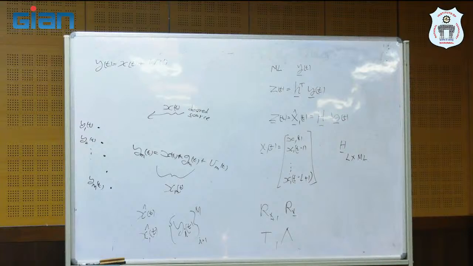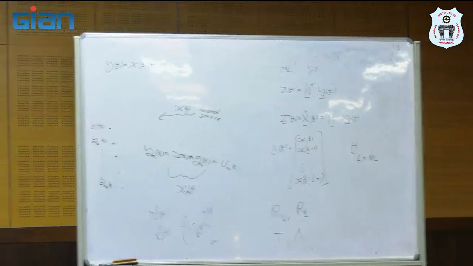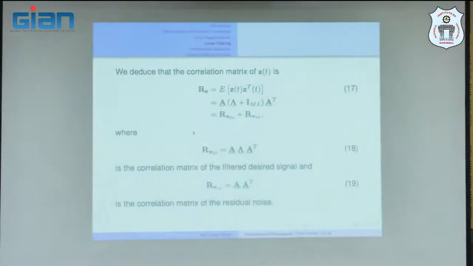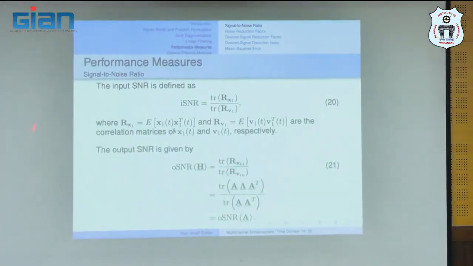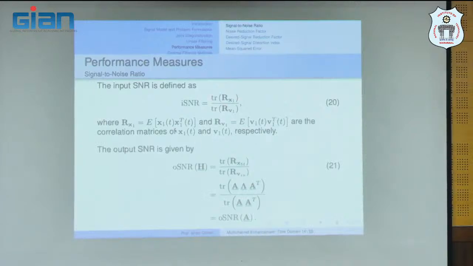First, I want to formulate the problem in the transform domain and formulate the performance measures in the transform domain. Okay? Performance measures. So the input SNR in the spatio-temporal domain looks like this. You see? Trace of Rx1 divided by trace of Rv1, which is the input SNR in the reference sensor.